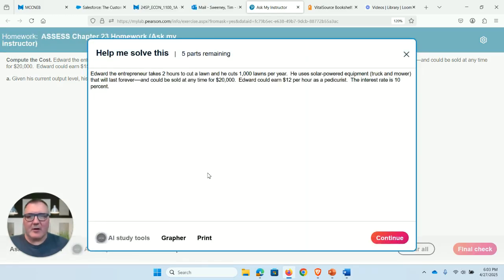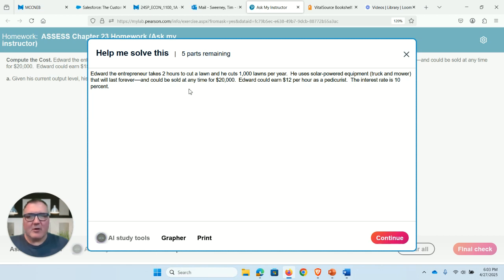Okay, so Edward the entrepreneur takes 2 hours to cut a lawn and he cuts 1,000 lawns per year. He uses solar powered equipment, a truck and mower that will last forever, and could be sold at any time for $20,000. Edward could earn $12 per hour as a podiatrist. The interest rate is 10%.